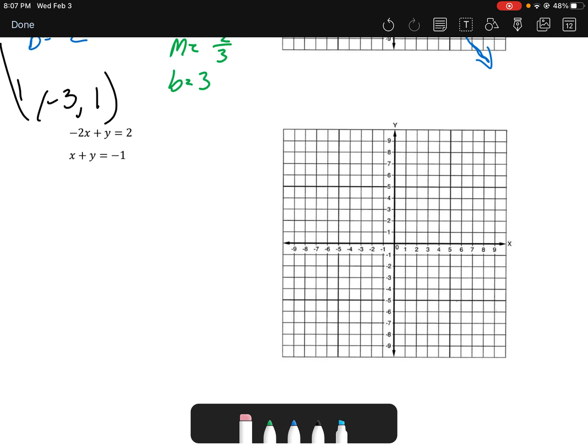For this next one, I want you to pause the video and write these two equations in slope-intercept form. When you've written them in slope-intercept form, you can unpause and compare with what I have. So pause it now. Really hope you paused it because I'm giving the answer now. That's y equals 2x plus 2 for the first one, and y equals negative x minus 1 for the second one. Now that you have your equations in slope-intercept form, pause the video again and graph them so you can compare to what I have. So pause it now and graph your equations.